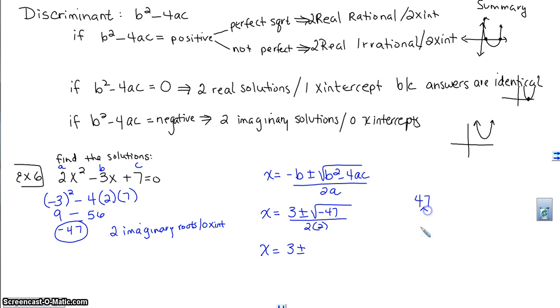We want to break down, if we can, we have a negative, so we know we're going to have an i. Let's see, 47. I think that might be prime, actually. Let's see if we do a 3. Yeah, that's not going to go. A 9. I could do a 5. That could be 45. No, that's not going to go. So it's going to be 3 plus or minus i square root of 47 over 4.